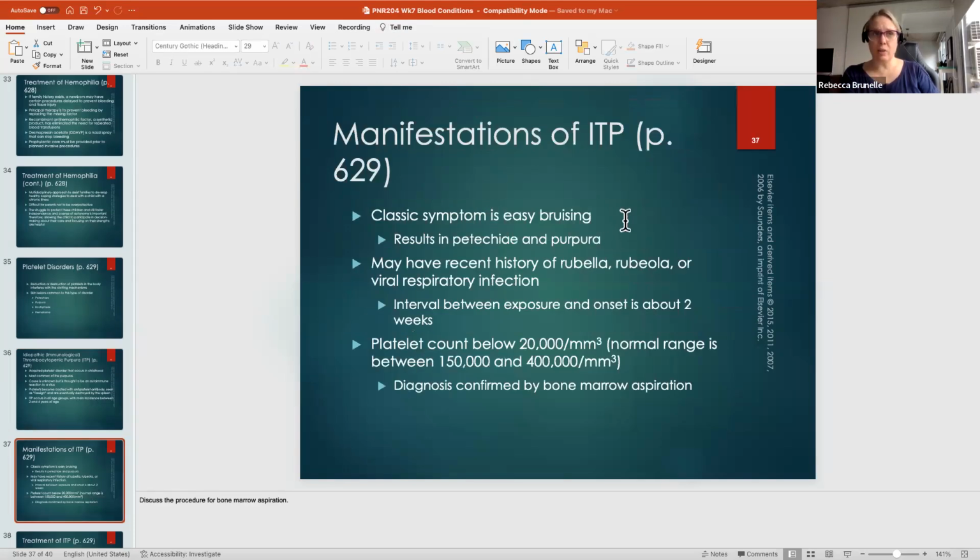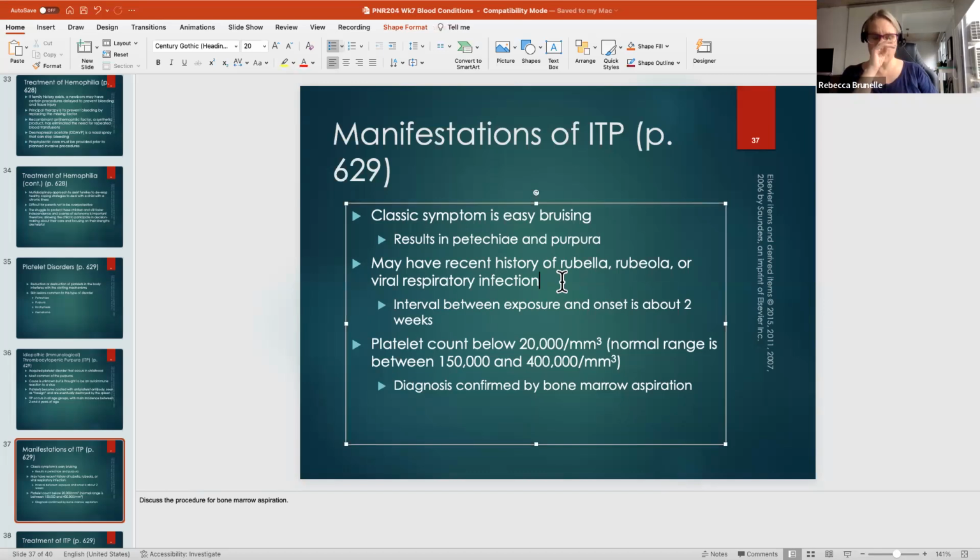Some of the classic things that you're going to see is easy bruising. The MMR vaccine covers rubella and rubeola, but it can happen after other viral infections also. So this is one of the reasons why we really want to make sure people are immunized, they get their vaccines, because it does decrease the viral illness itself, and then sometimes these rarer sorts of autoimmune reactions to viruses.